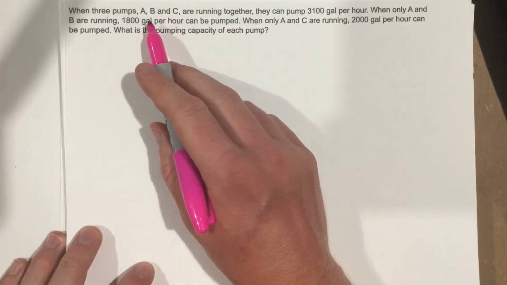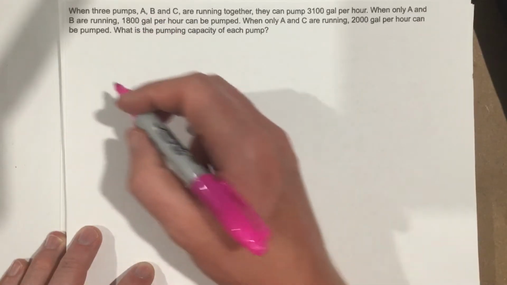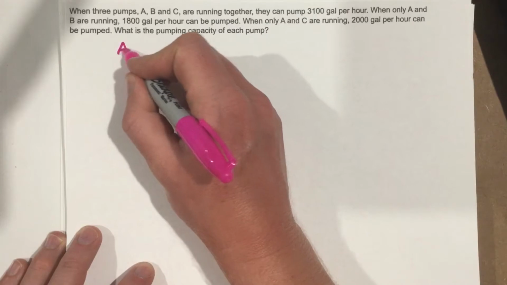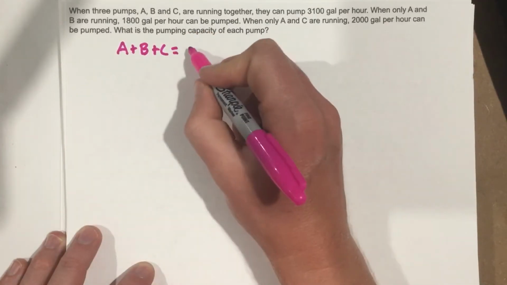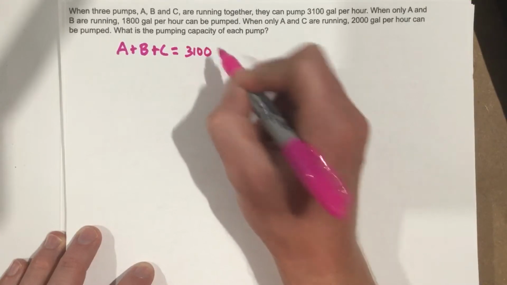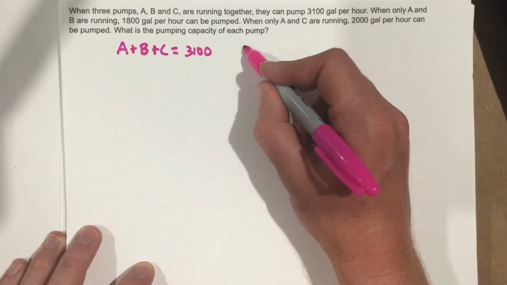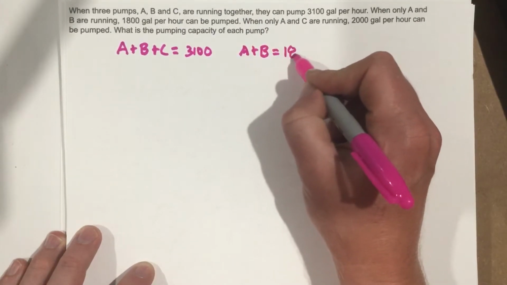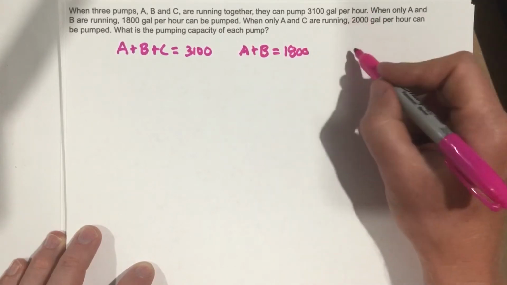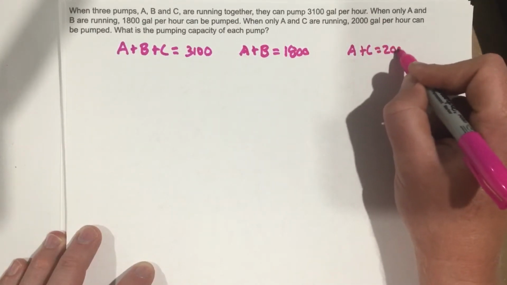So I think we can just easily use A, B, and C as our variables. So A plus B plus C equals 3,100 is one equation. Another equation would be A and B are running, so A plus B, that's going to equal 1,800. And finally, when A and C are running, that's going to equal 2,000.